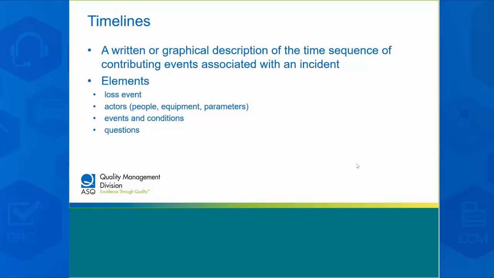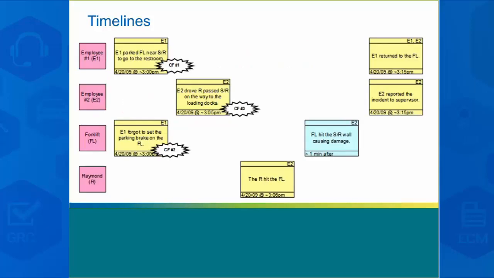There are some very specific elements in a timeline. The loss event, okay? What is the accident that I'm investigating? I need to think about the actors, the people, the equipment, the parameters involved. I'm going to put events and conditions up, and I can put questions up on this. And for us, I'll show you this, and I'll talk about it. This is an example timeline. Now, we use a really, really high-tech method to develop timelines, okay?